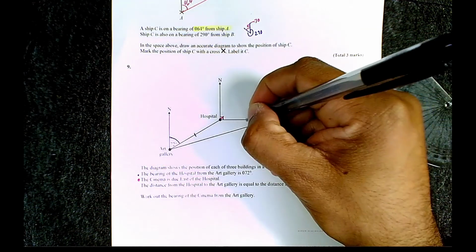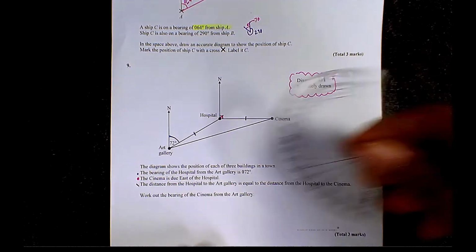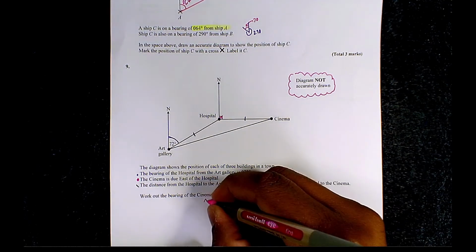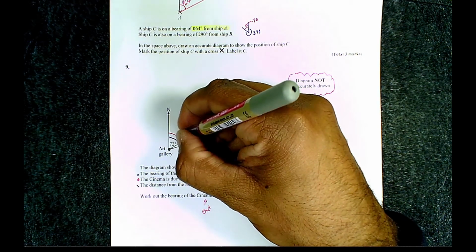So just colour that in pink, so that's my pink information. This here is my purple information, and it says that the distance from the hospital is equal to the distance of the cinema, or hospital to the cinema. So that's where we've got these 2 lines here. And the question is asking us to work out the bearing of the cinema from the art gallery. Now it's always important to recognise what it is you're actually trying to find. So the question is asking us to find from the art gallery, so this is our start, and the cinema is where we end. So the actual angle it's asking me to find is this angle here.